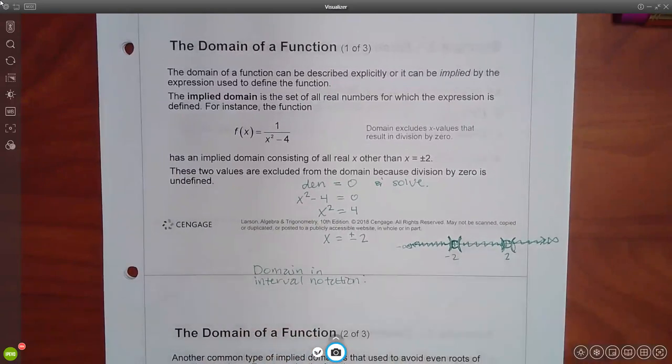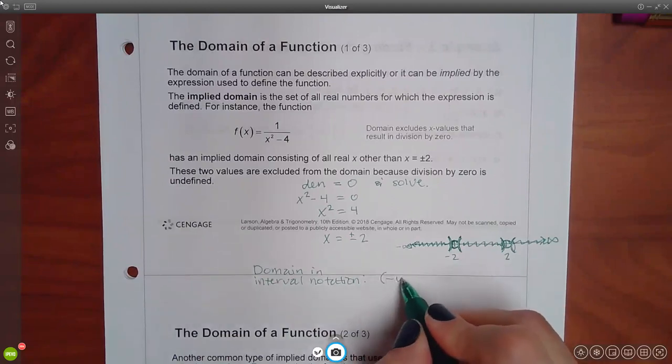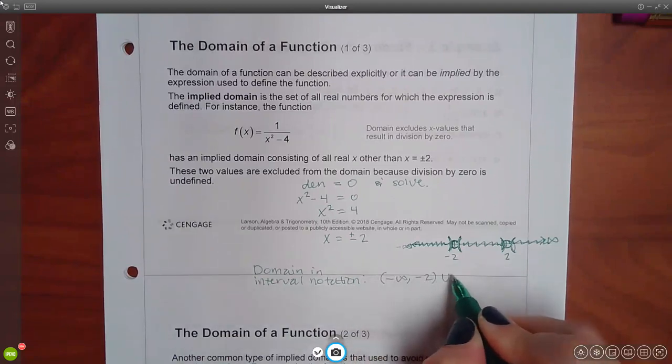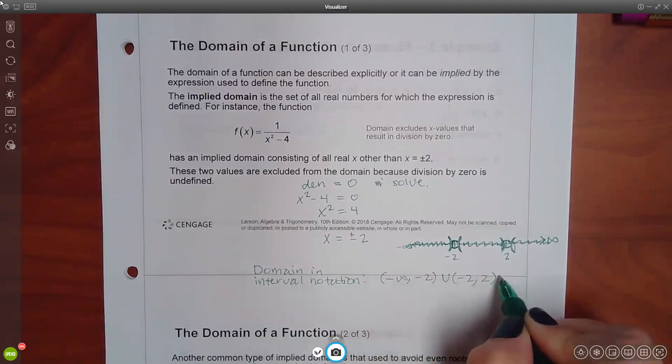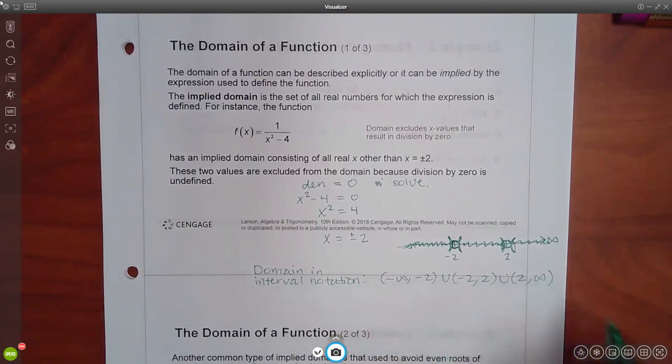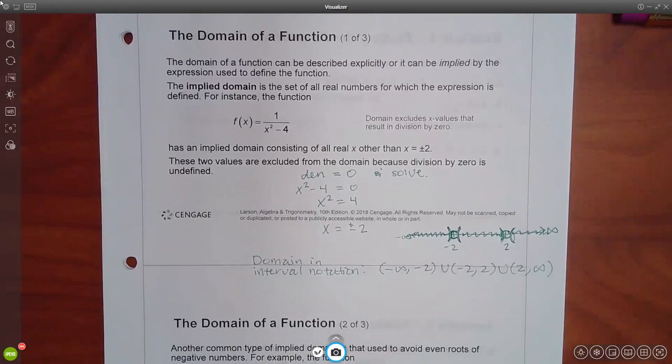If you're taking two numbers out, you're going to create three sections. The three sections are negative infinity to negative two, negative two to two, and then two to positive infinity. It looks really weird, but that is the domain. I can plug in any number I want, just not negative two and not two.